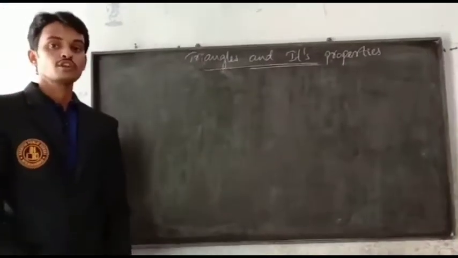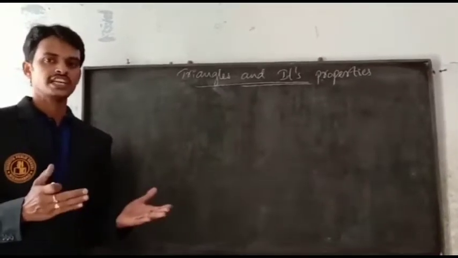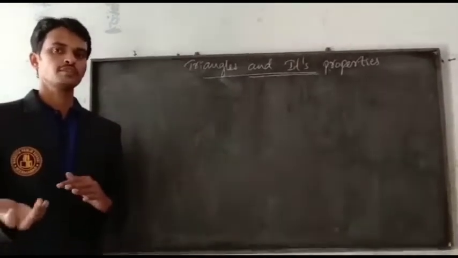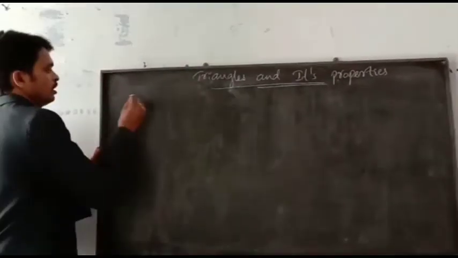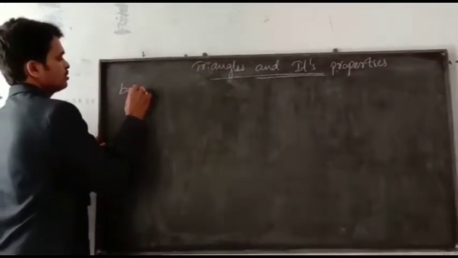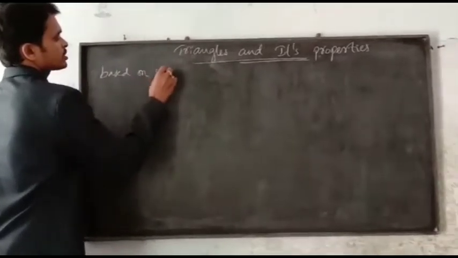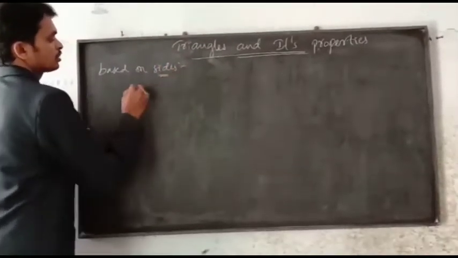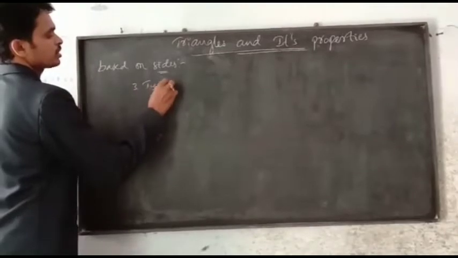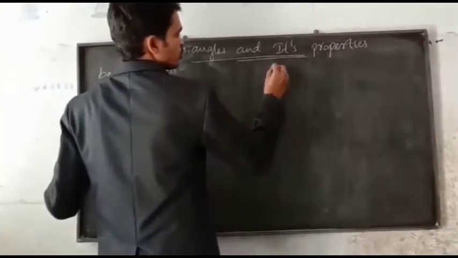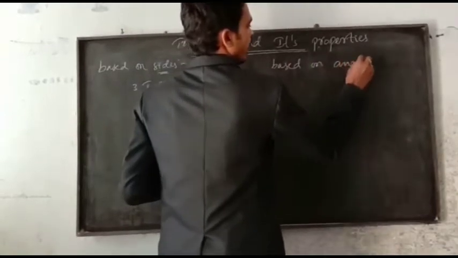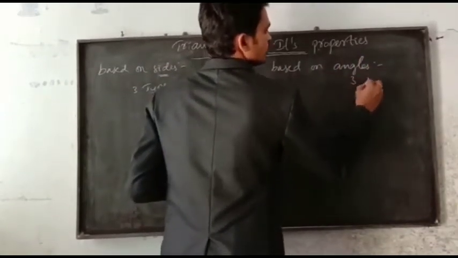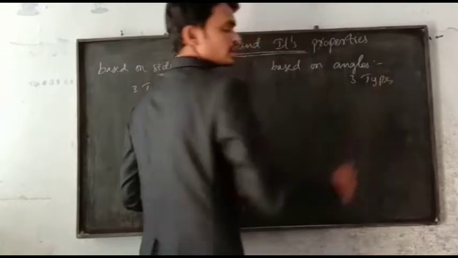Next, types of triangles. How many types of triangles are there based on sides, and how many based on angles? Now we'll discuss. Based on sides, 3 types are there. And based on angles, also 3 types are there. So let us discuss that.